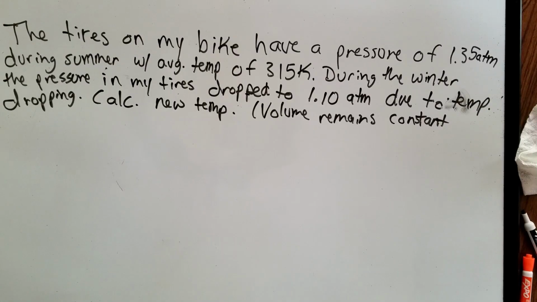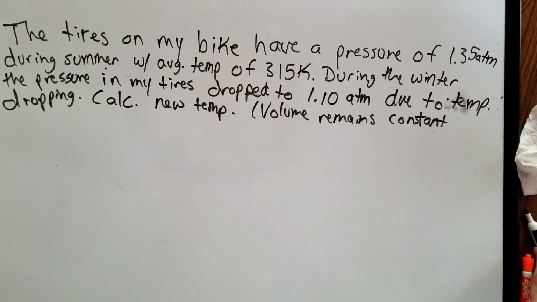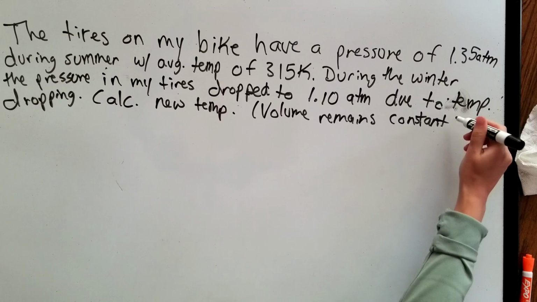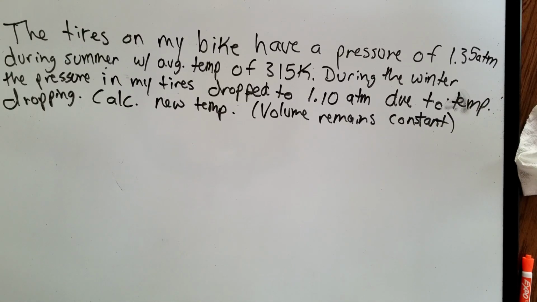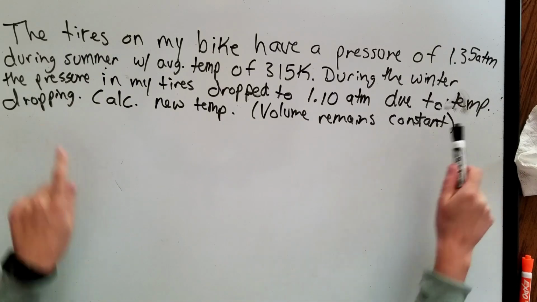All right, so let's look at another problem. In this problem, they're talking about tires. So the volume's remaining constant. You'll see this last sentence here. So the tires on my bike have a pressure of 1.35 atm during the summer, when the average temperature is 315 Kelvin. During the winter, the pressure in my tires dropped due to the temperature change. You'll notice this oftentimes with your vehicle, your car as well, that come winter time, you need to add air to your tires because of that temperature change. So here is a calculation we can do to figure out what that new temperature is in the winter.